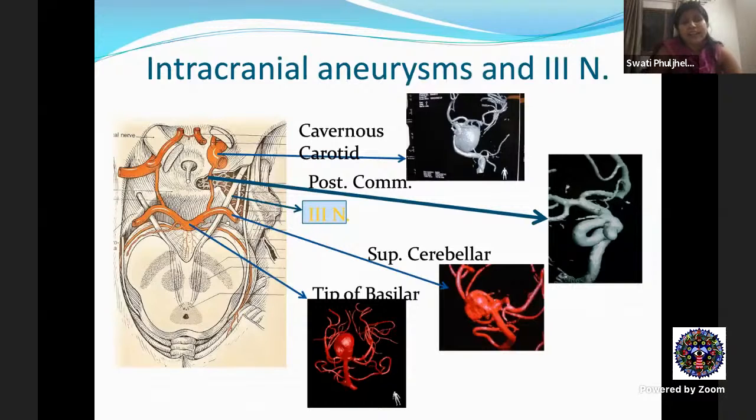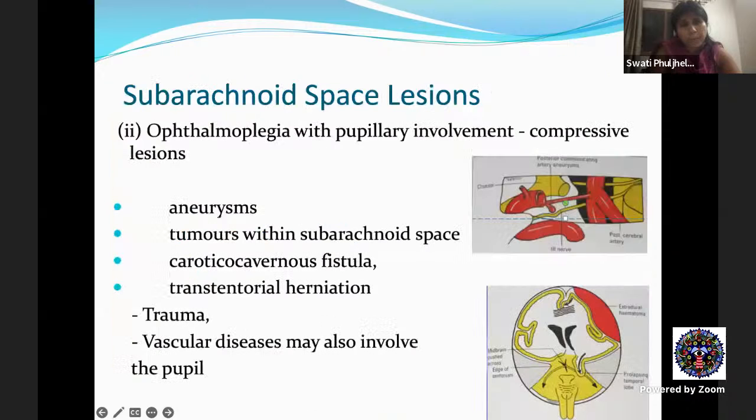So as I was saying, there are multiple aneurysms that can cause third nerve palsy, as it is related to many important vessels, arteries: superior cerebellar artery, basilar artery, and of course the posterior communicating artery, which is the most common cause of the aneurysm that can compress the third nerve. Then of course, cavernous carotid fistula. Other than early pupillary involvement, you may have pupillary involvement along with ophthalmoplegia, and again here the most common cause remains compression only. So aneurysms, tumors, fistulas, tentorial herniation are all causes which can cause third nerve palsy.